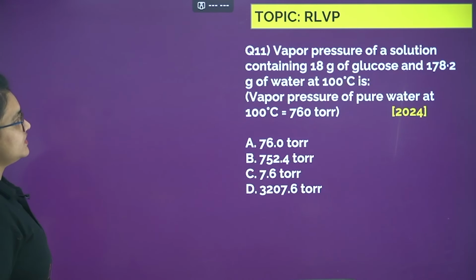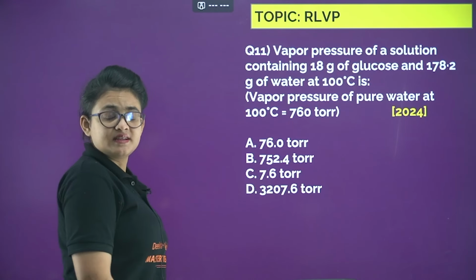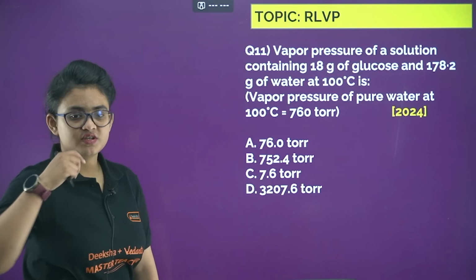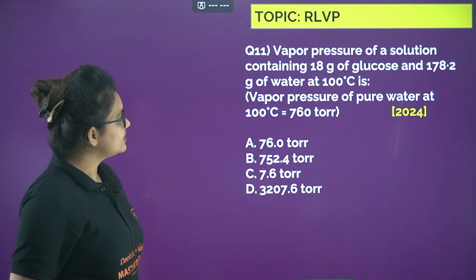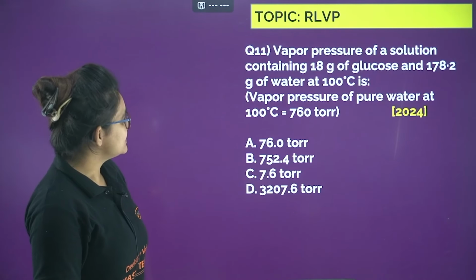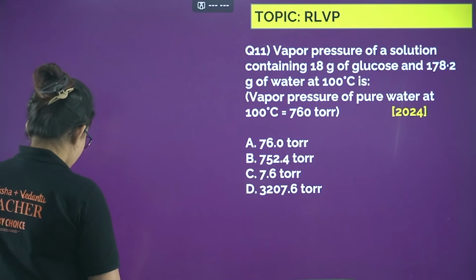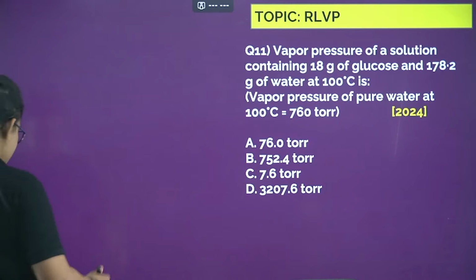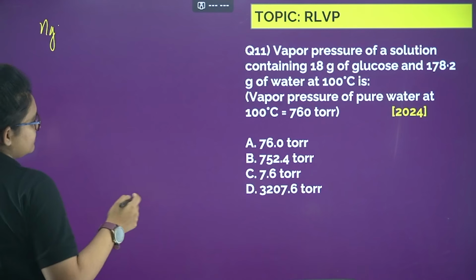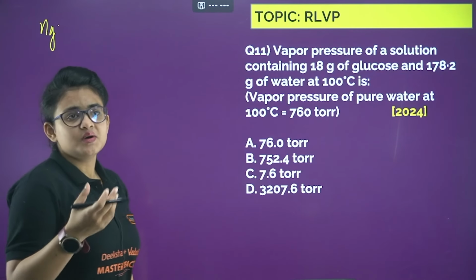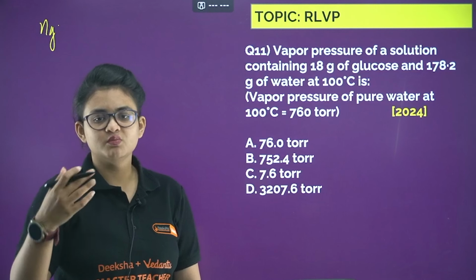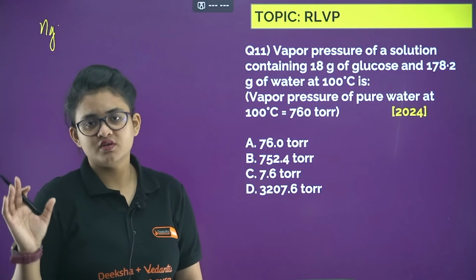Here it is from RLVP, the relative lowering of vapor pressure. The question: calculate the vapor pressure of a solution containing 18 gram of glucose and 178.2 gram of water at 100 degrees Celsius. How should you calculate? Raoult's law, I guess you know. RLVP is nothing but the mole fraction of solute. To find the mole fraction of solute, you need to know the number of moles, right?